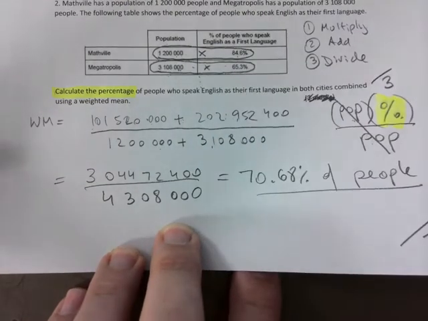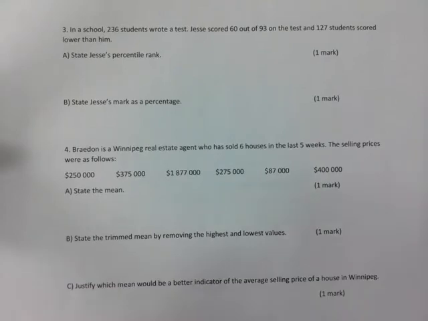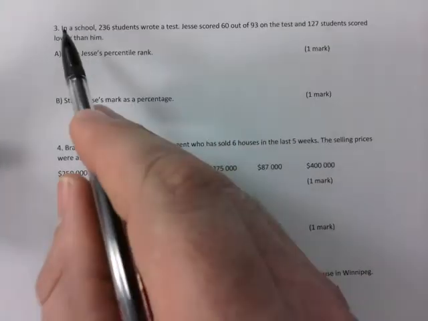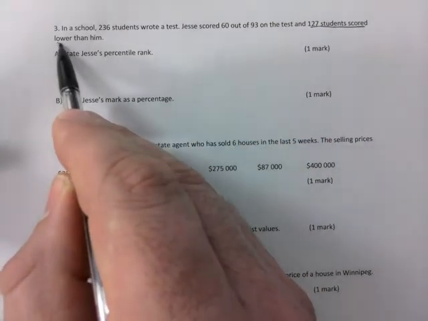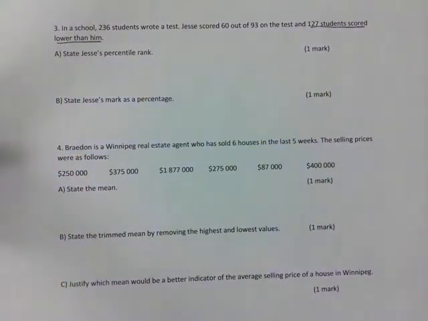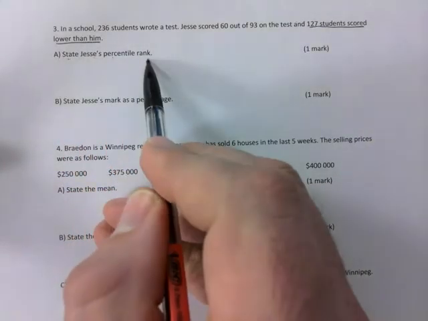And now the back side. This is where what we learned yesterday comes into play. In a school, 236 students wrote a test. Okay, Jesse scored 60 out of 93 on the test, and 127 students scored lower than him. This right here should tell you that we're in statistics. They're giving me how many scored less than Jesse. Probably going percentile rank. And it says, state Jesse's percentile rank.